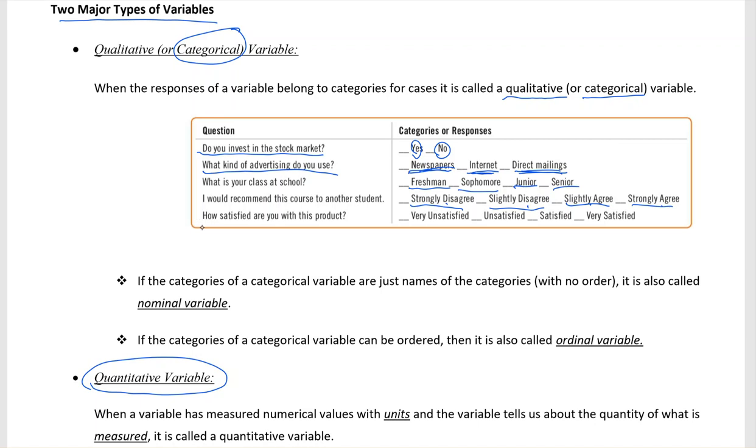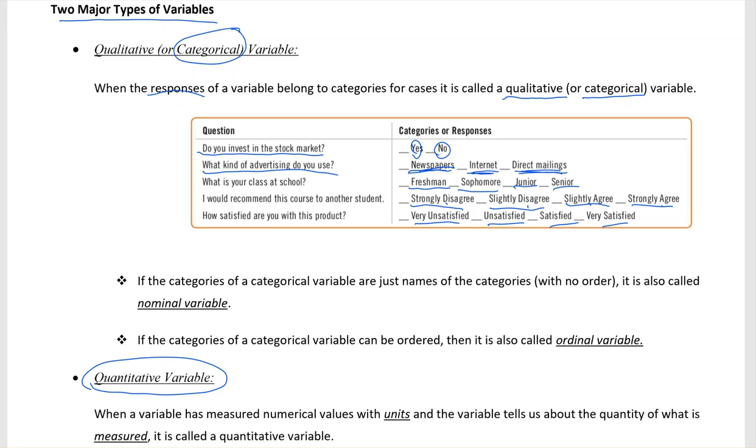The same thing for the next example. How satisfied are you with this product? Can be very unsatisfied, unsatisfied, satisfied, very satisfied. Again, your response will belong to one of these four categories. All right, so if the response of a variable belongs to categories for cases, then it is called the categorical variable, or we call it qualitative variable.